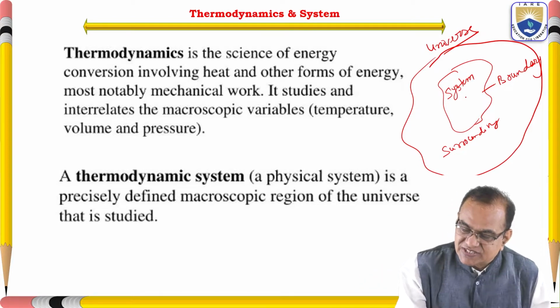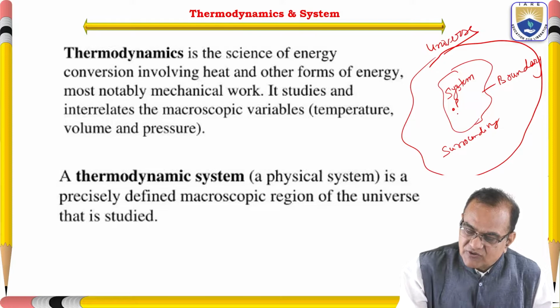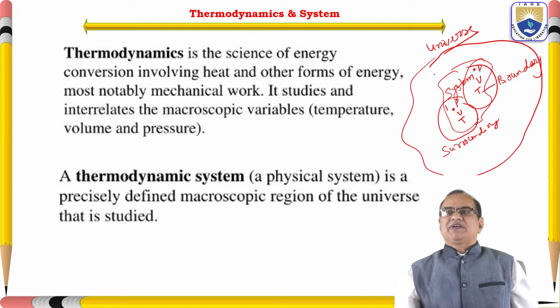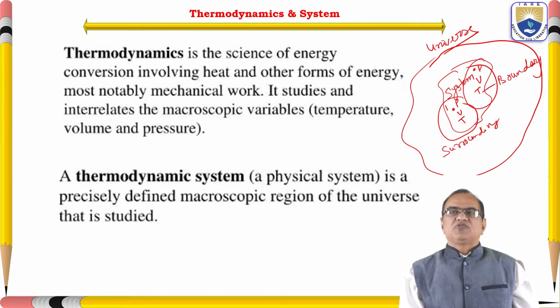So if you see in this system, we have the P, we have the V, we have the T. This is the one point. Here we have the P, we have the V, we have the T. So these are the PVT. They are the macroscopic properties, and this we will be discussing in due course of time.